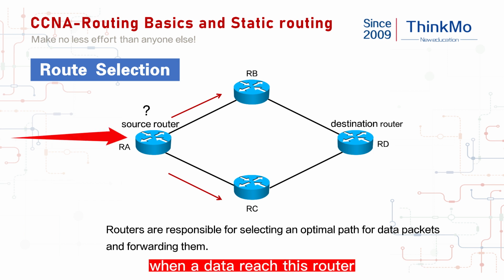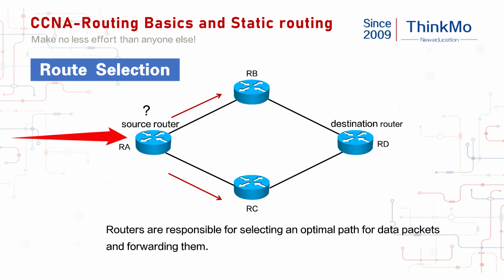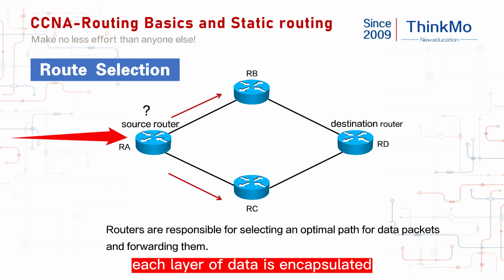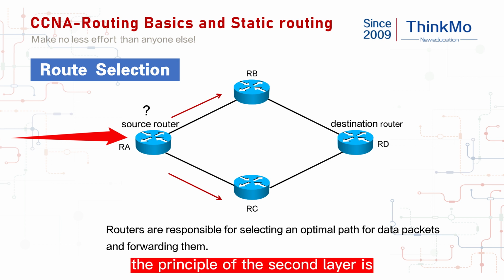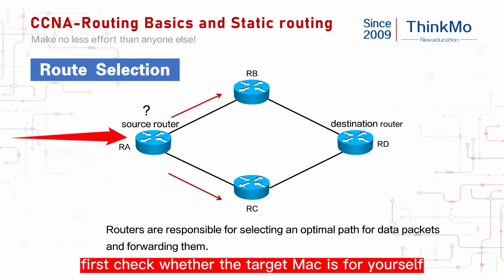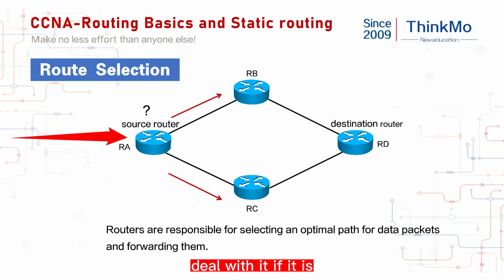When data reaches this router, RA, and the data comes in, each layer of the encapsulation is checked. It first needs to see if the destination MAC is looking for it. If not, it discards. The principle of the second layer is to first check whether the target MAC is for yourself. Deal with it if it is. If it is a broadcast, also handle it. If it is a multicast, also handle it.